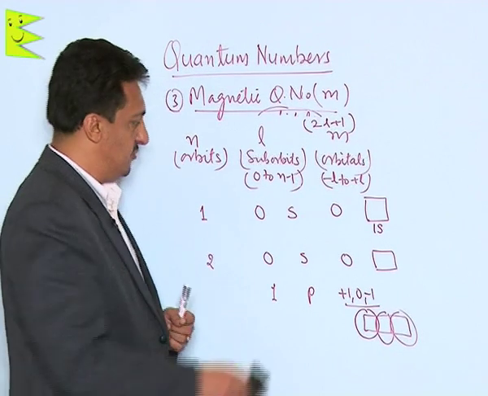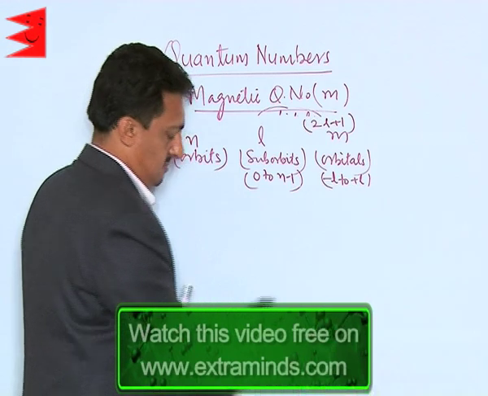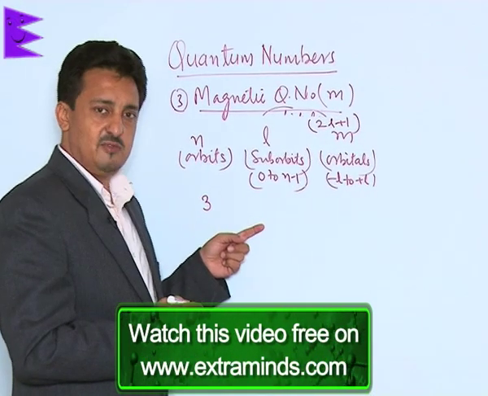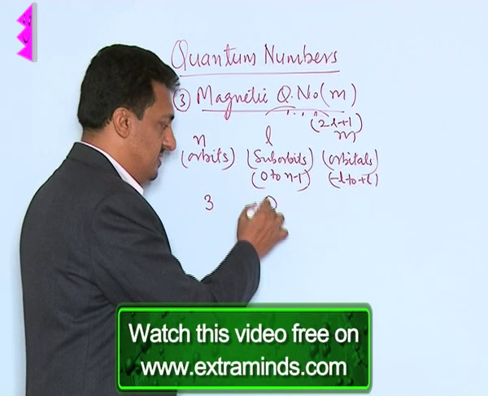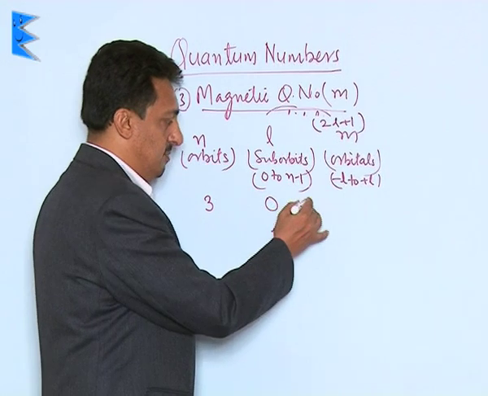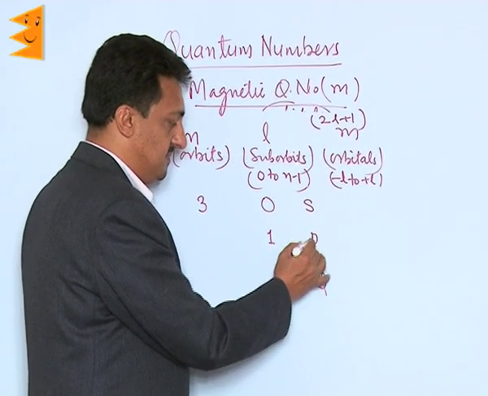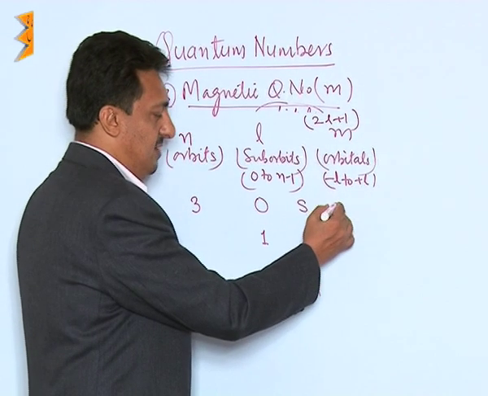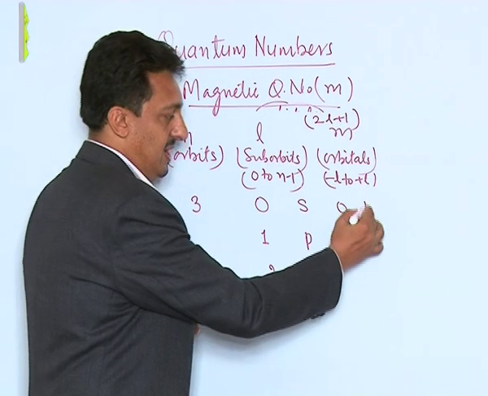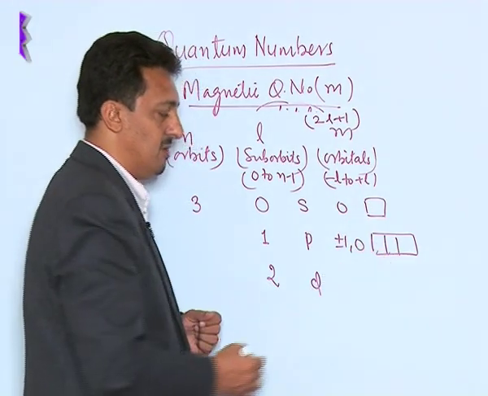Let us now move to the third orbit. How many values of L are possible in the third orbit? 3: 0, 1 and 2. We know 0 means S suborbit, 1 means P and 2 means D. For S, the value will be only 0. For P, it will be plus minus 1 and 0. So S is not further divided, but P is divided into how many orbitals? 3.